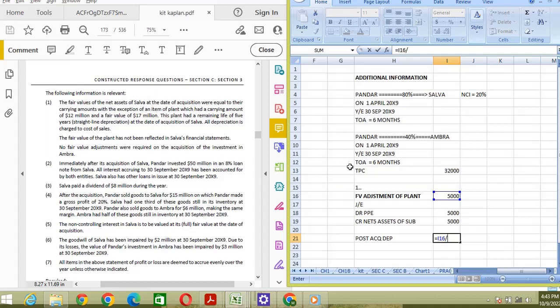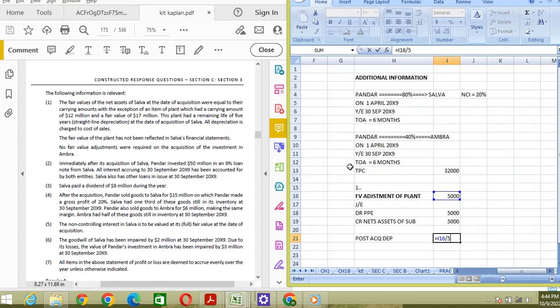Even if the question doesn't indicate where we should charge the depreciation, we will always assume it should be charged to the cost of sales. Sometimes it might be different. The question might state to charge the depreciation in the administrative expense or anything else. Just be careful at this point.